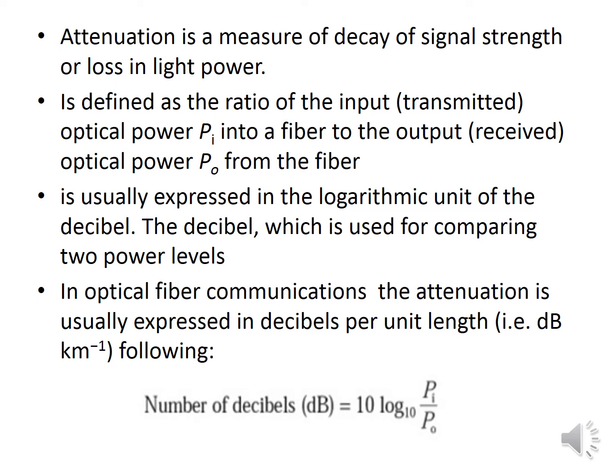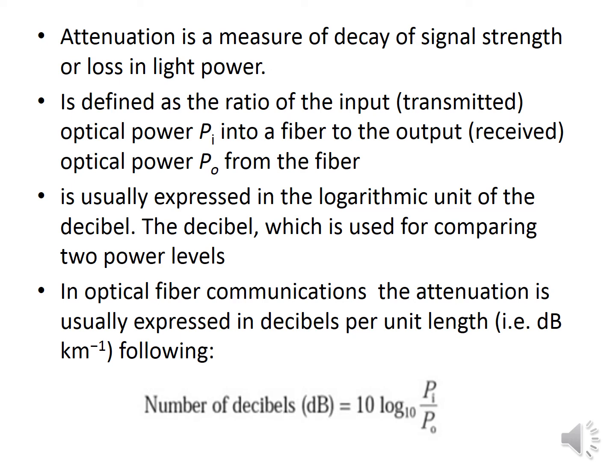Attenuation is a measure of the decay of signal strength, or loss of light power, that occurs as a light pulse propagates through the length of the fiber. It is defined as the ratio of the input transmitted optical power Pi into a fiber to the output received optical power Po from the fiber. Attenuation has several effects on the performance of the fiber, including reducing the system bandwidth, information transmission rate, efficiency, and overall system capacity. Signal attenuation within the optical fiber is usually expressed in the logarithmic unit of decibel.